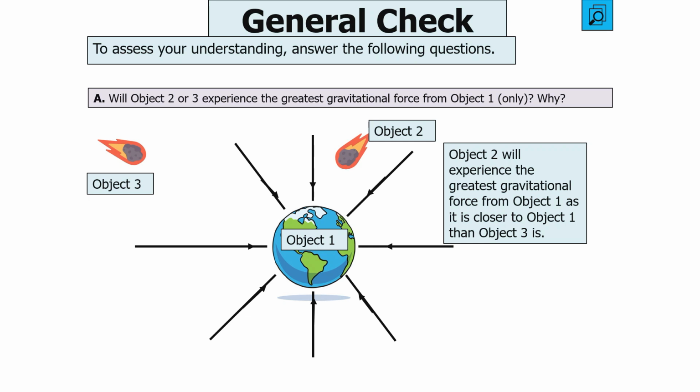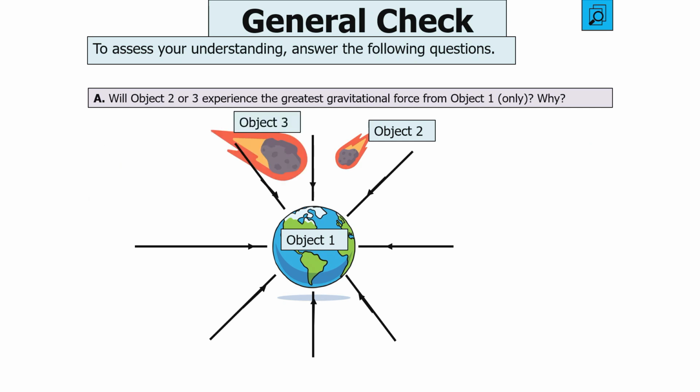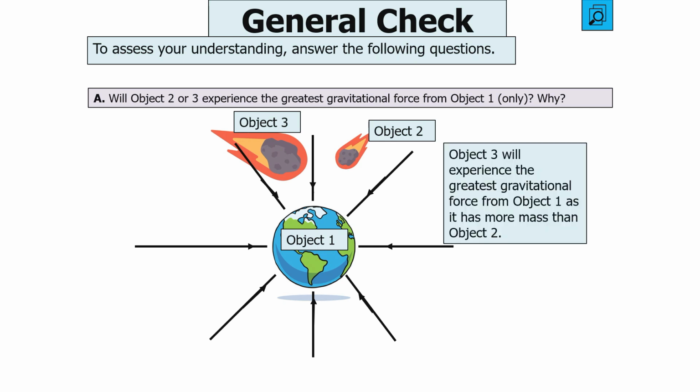Which object, Object 2 or Object 3, will experience the greatest gravitational force from Object 1 only, and why? Object 3 will experience the greatest gravitational force from Object 1 as it has more mass than Object 2, even though they are the same distance away from Object 1.